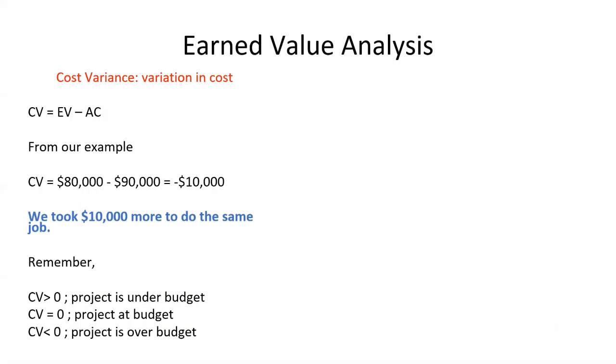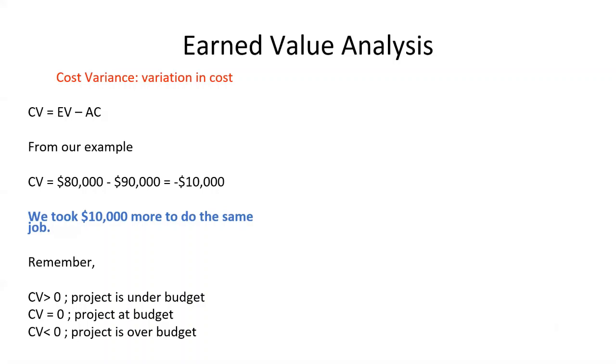So first is the cost variance, which is just the variation in cost, and that's earned value minus actual cost. The earned value is $80,000 because we just built 8 cars and our planned cost was $10,000 per car, but we spent $90,000 to build those cars. So we have a cost variance of minus $10,000. So that means that for the same amount of work, we took $10,000 more to do that.